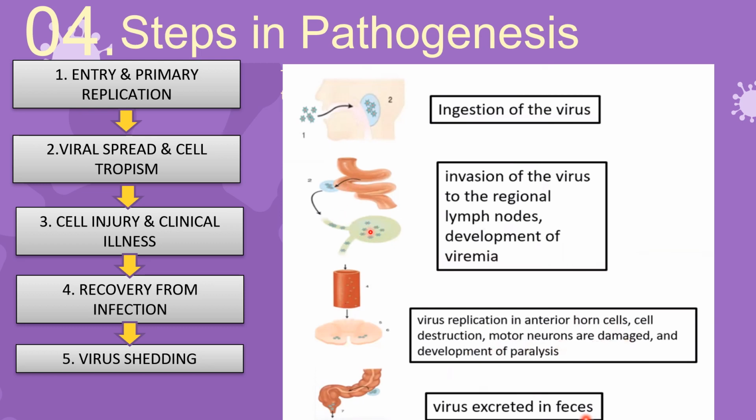If the virus invades and overcomes the immune system, the virus will now replicate in the horn cell, specifically the anterior horn cell, causing cell destruction, motor neuron damage, and even paralysis. And then the individual infected with the poliovirus will shed some of the virus through the excreta. That is why there's a need for clean water and sanitation, right?